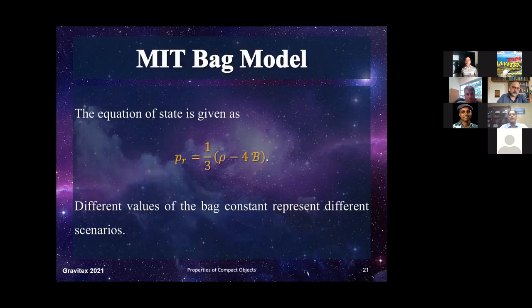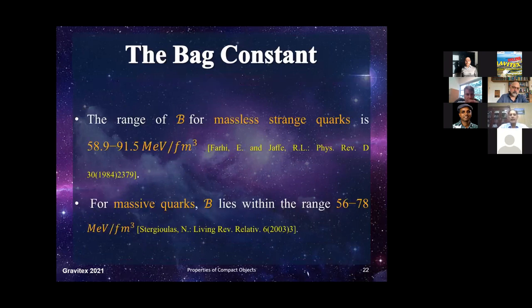This is the well-known equation of state of the MIT bag model. Here, P_R is the radial pressure, rho is the density, and B is the bag constant. Different values of the bag constant represent different scenarios. Now, the range of the bag constant for massless dense quarks is 58.9 to 91.5, and for massive quarks, it has a range between 56 to 58.